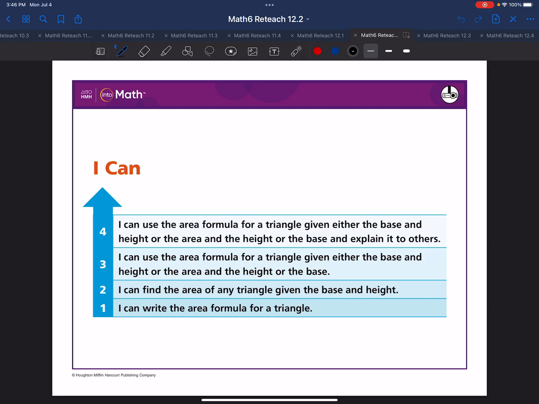Today we will review 6th grade math lesson 12.2. This lesson will cover how to develop and use the formula for the area of triangles. Here's your I can statement. I can use the area formula for a triangle given either the base and the height, or the area and the height, or the base, and explain it to others.